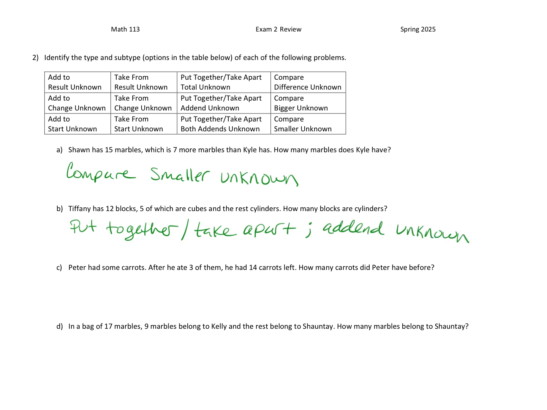Peter had some carrots. After he ate 3 of them, he had 14 carrots left. How many carrots did Peter have before? So this is a take from. So he had some carrots and we took some away by eating them. So this is a take from. And how many carrots did Peter have before? So what we're looking for is a start, the start unknown. So take from, start unknown.